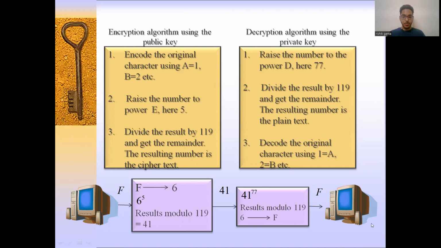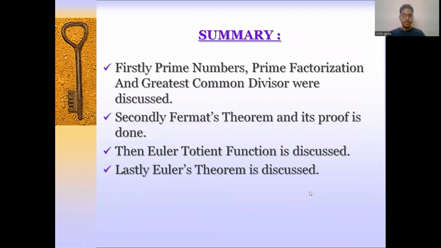Here we can see a flow chart where F is taken. F is encoded as 6. 6 is raised to the power 5, modulo 119, which results in 41. 41 is sent as the encrypted message. Now 41 is raised to the power 77 modulo 119, which gives 6. And 6 is the code for F. And F is the decrypted message.